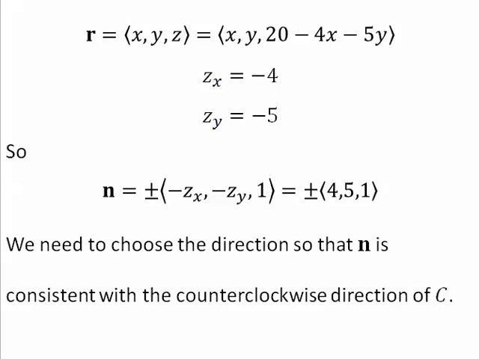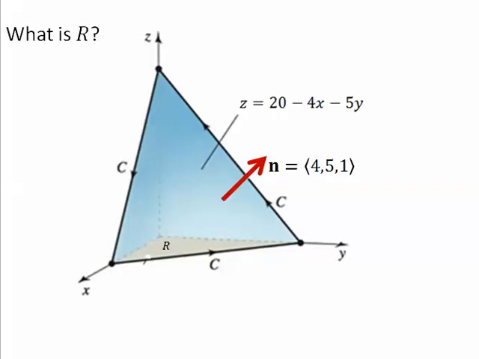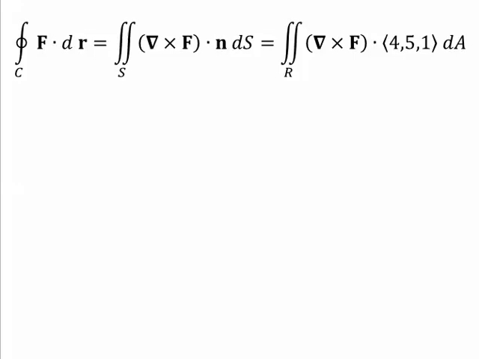We need to choose the direction so that n is consistent with the counterclockwise direction of the curve. So looking at the graph, you can see that the positive vector 4, 5, 1 follows the right-hand rule. So what is the region R? And why do we want to find this region R? We are at this point in our Stokes' theorem. We have found our normal vector n, and we're going to want to integrate over R, where R generates the surface S.